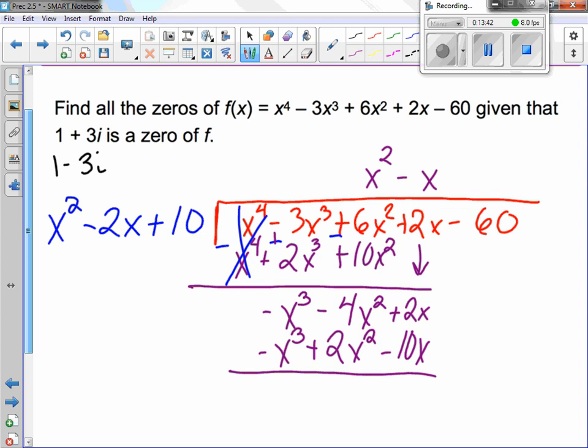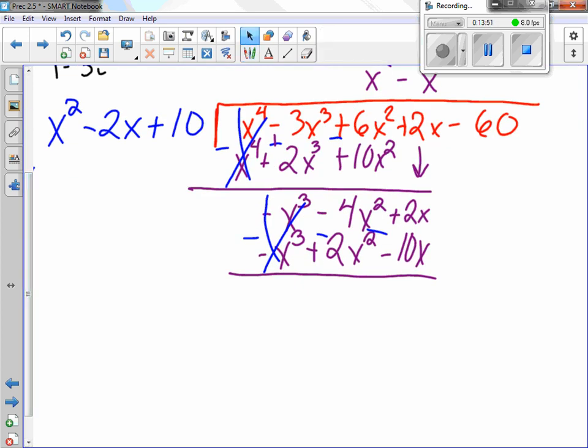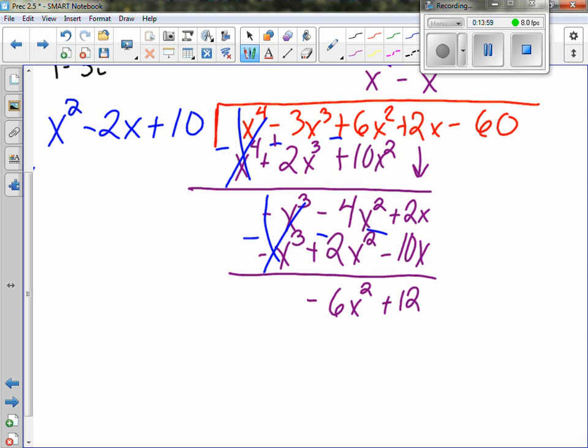Any questions on any of this here? And then we would subtract. The first two would cancel out. Negative 4 minus 2 would be negative 6x squared. Negative and negative make a positive, so we have plus 12x minus 60. Last one's going to be minus 6. Because what times x squared gives me negative 6x squared? Negative 6.